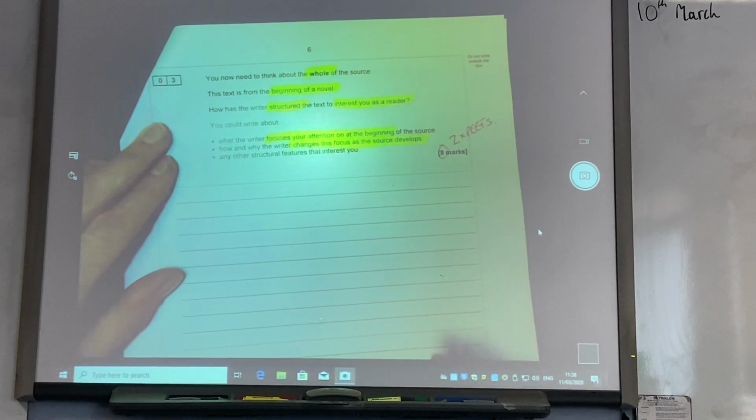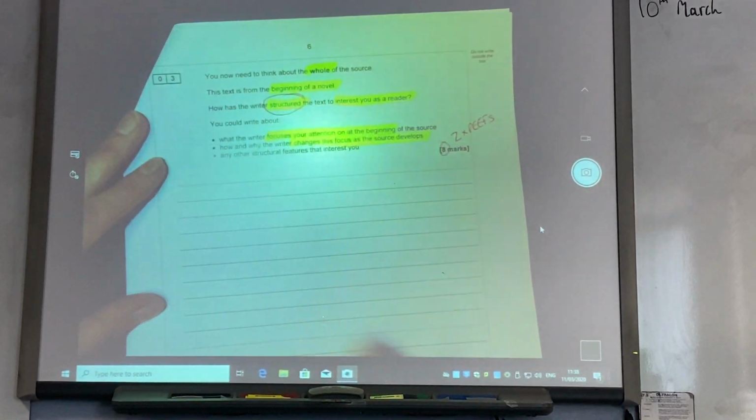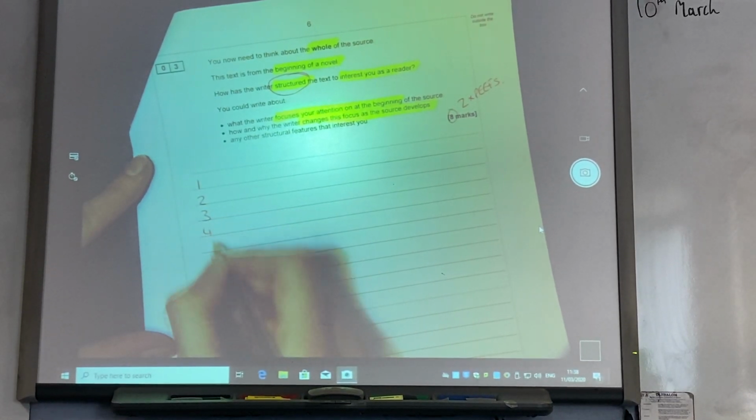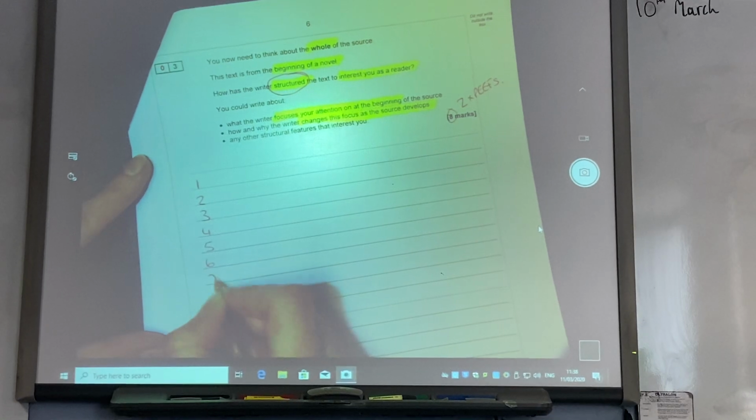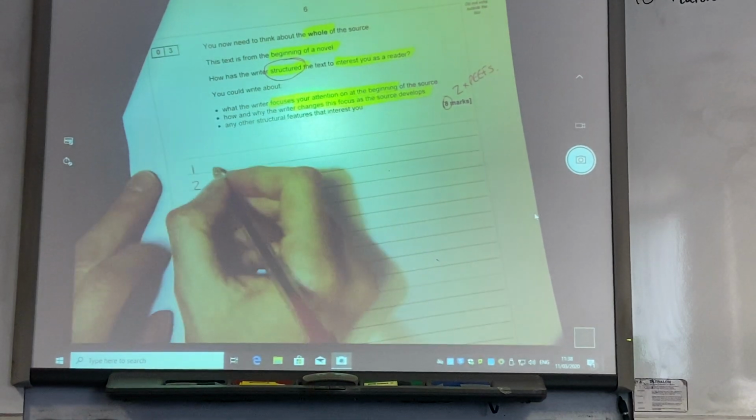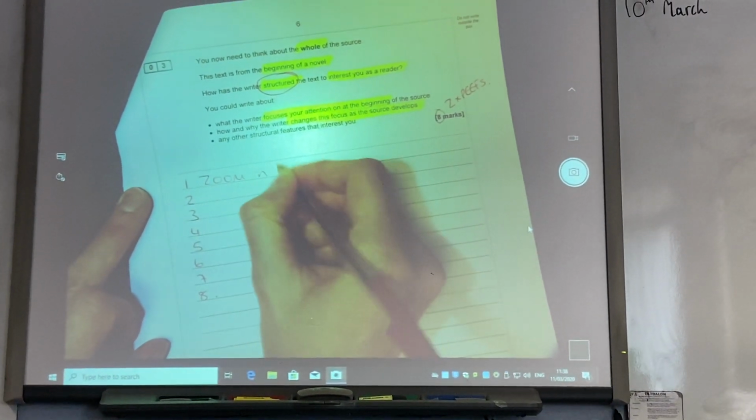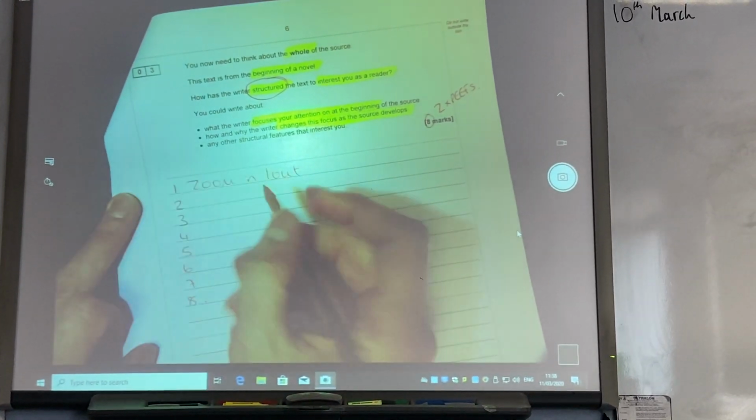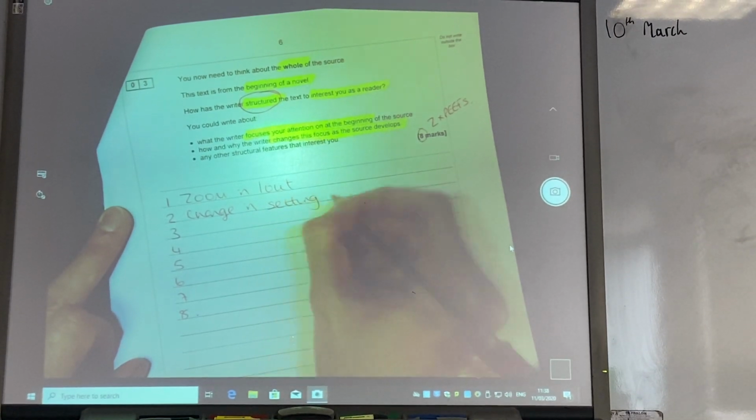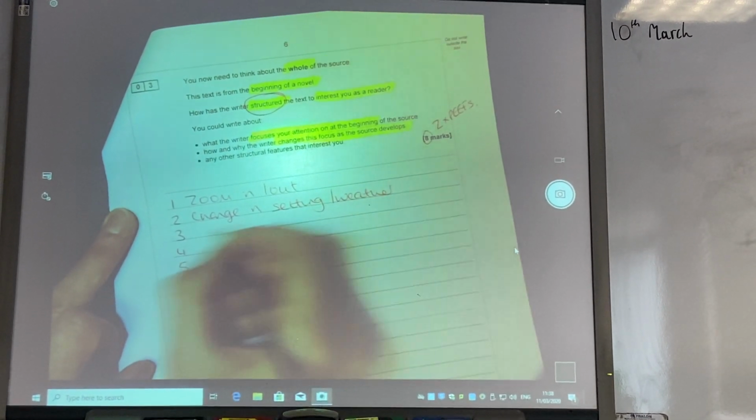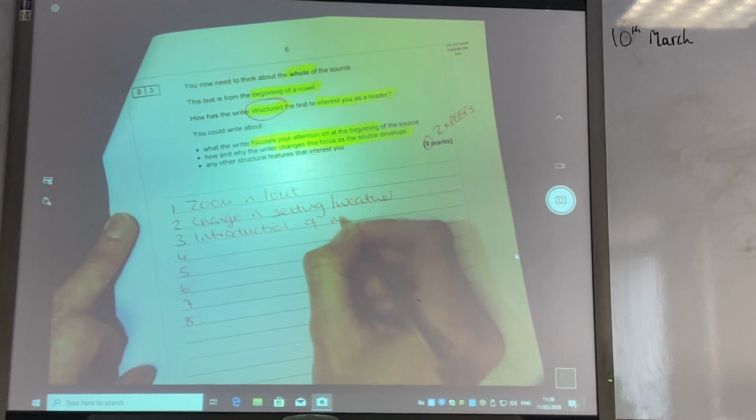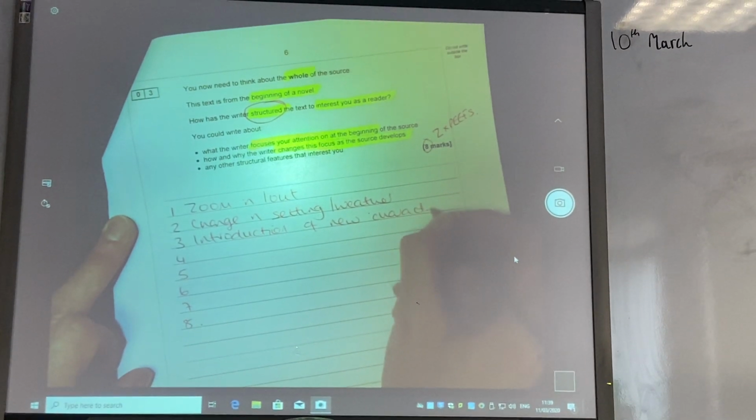Before we have a look at the text, I want to just have a think about what structural features are. So just down the side of our page, I'm going to try and remember 8 structural features. So we've got zoom in or out. We've got change in setting or weather. Introduction of new character. Write these down on your paper so you don't forget them.